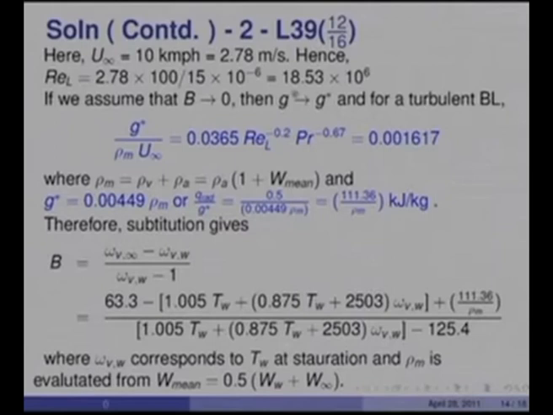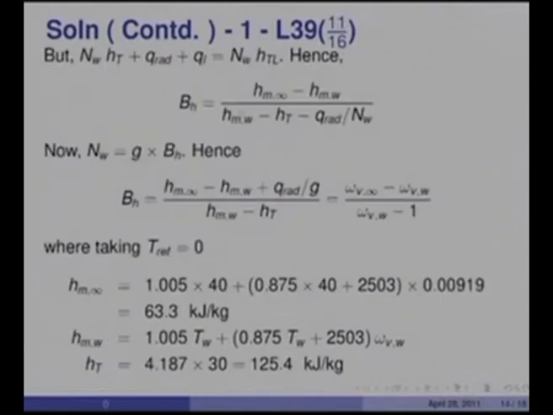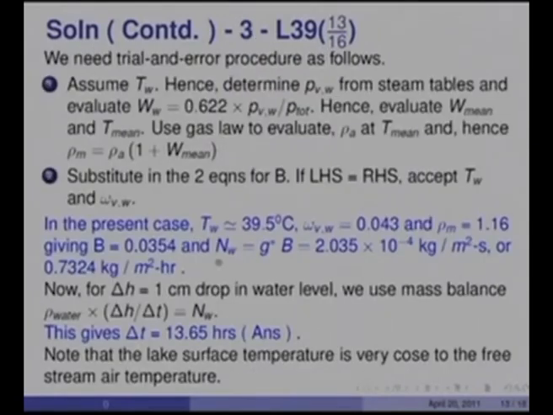So, our assumption of using NW equal to GB here is not too bad, because B itself is very small. So, NW will be simply G star into B, and G star we have already calculated. Therefore, it is 2.035 into 10 to the minus 4 kg per meter square second, or 0.7324 kg per meter square hour. So, therefore, the lake water will drop.